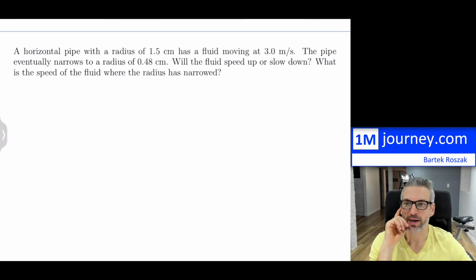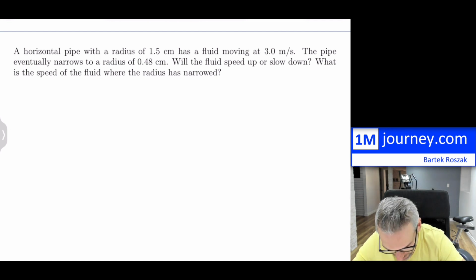A horizontal pipe with a radius of 1.5 centimeters has a fluid moving at 3 meters per second. The pipe eventually narrows to a radius of 0.48 centimeters. Will the fluid speed up or slow down? What is the speed of the fluid where the radius has narrowed?